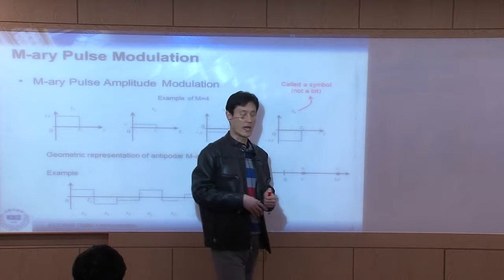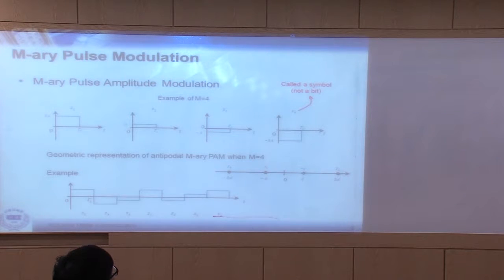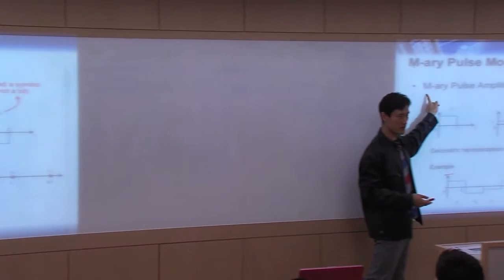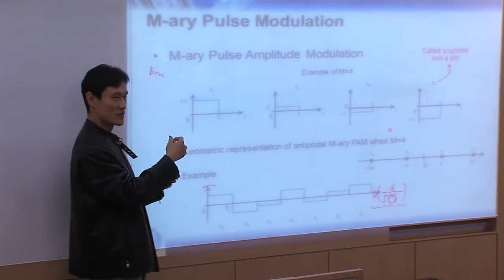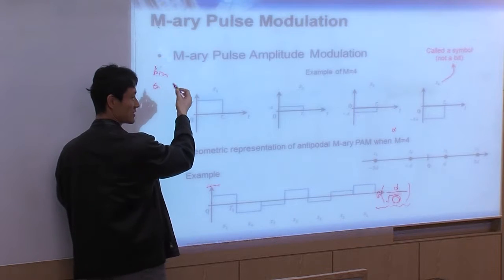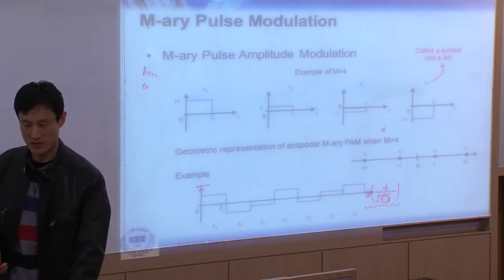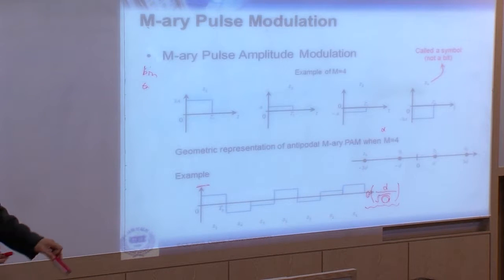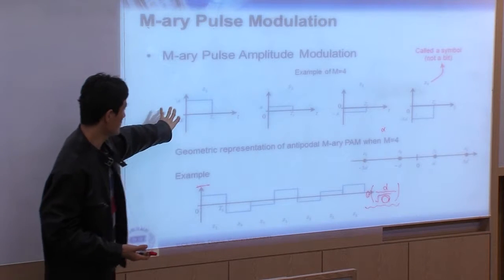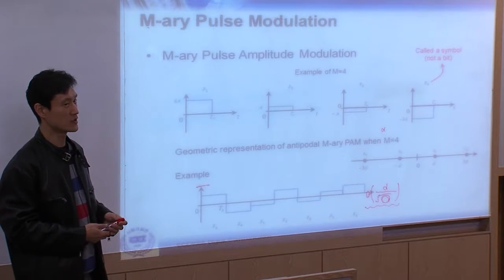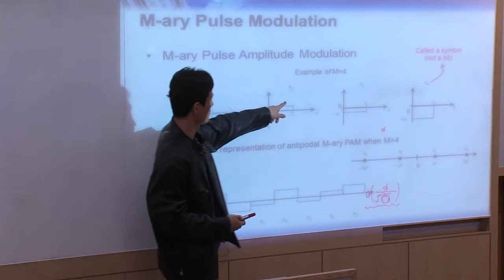M-ary, and M can be 2. In that case, it's called binary. If M is 2, we read that as binary. Bin means 2, right? Tri means 3, something like that, right? So for 2, we say binary. But generally, we call this one M-ary, and M can be any value. This particular example shows you the case of M equal to 4.